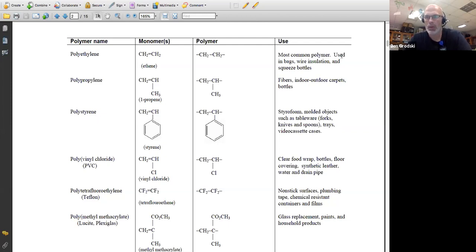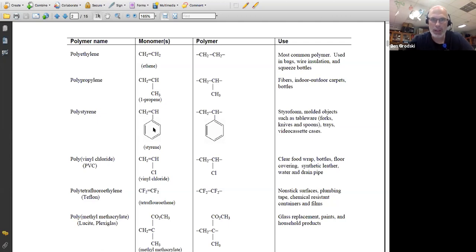Common polymer used in bags, wire insulation, squeeze bottles. Polypropylene, indoor-outdoor carpets, bottles. Polystyrene, styrofoam. Remember the styrofoam that I poured the acetone on and I watched it decompose there? Styrofoam. Okay, by the way, to make styrofoam, they foam it by pushing CFCs through it. So styrofoam is made very light with air in it, but a lot of that gas was initially chlorofluorocarbons, CFCs, which are bad, of course, for the ozone layer.